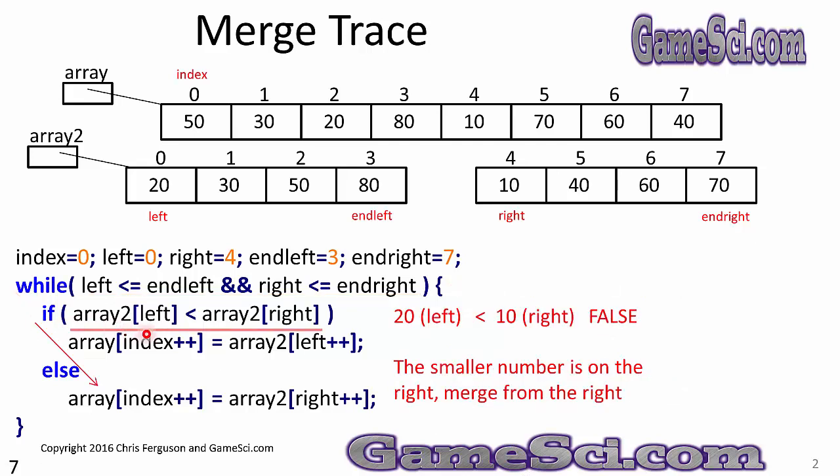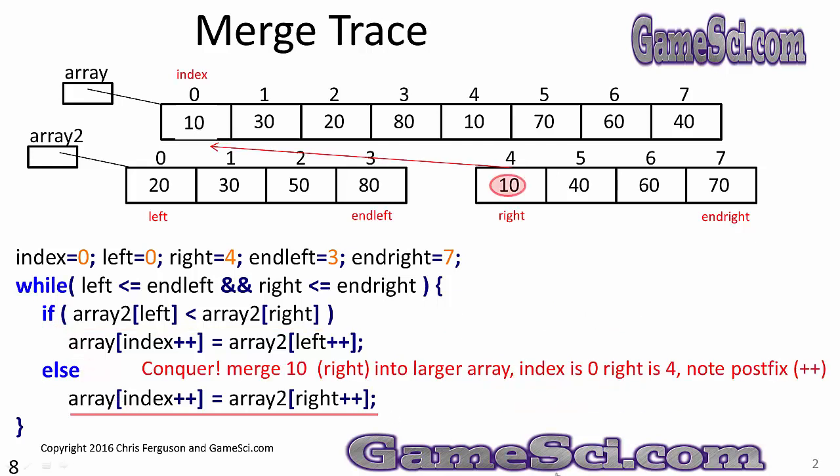If array 2 of the left subscript is less than array 2 of the right subscript, well, there's a 20 on the left and there's a 10 on the right. 20 less than 10 is a completely false statement. The smaller number is on the right side of the merge. We need to merge from the right. If I'm merging these two halves, 10 needs to merge first. And by going to the else portion of this, because the if was false, I will merge the number on the right.